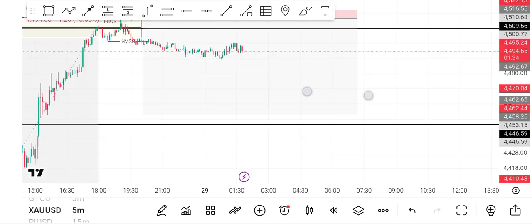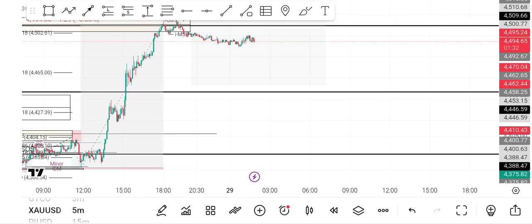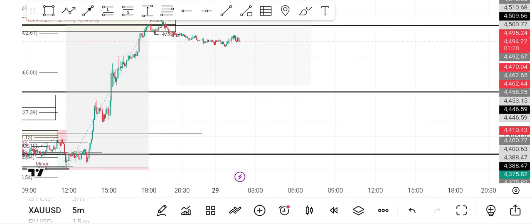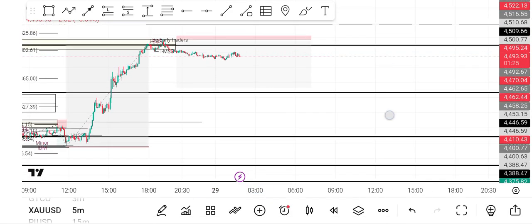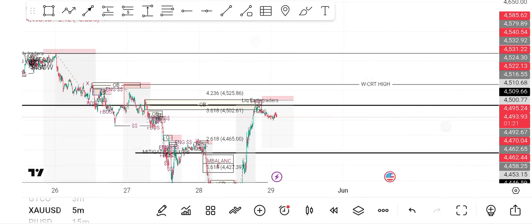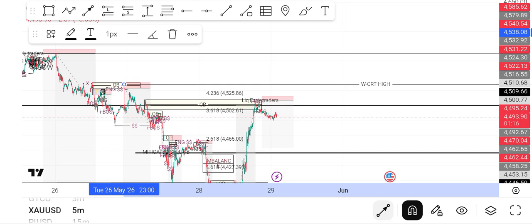So let me, okay, you can see this is somewhere around this demand area. That's where I'm targeting, because I think that this CRT high around here, the market will want to take it. So just waiting for a pullback, probably take this, drop down a little, then go up. So let's see what will happen.